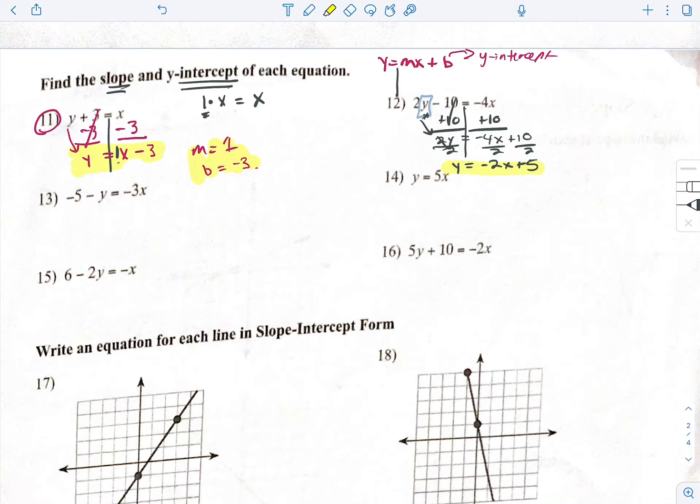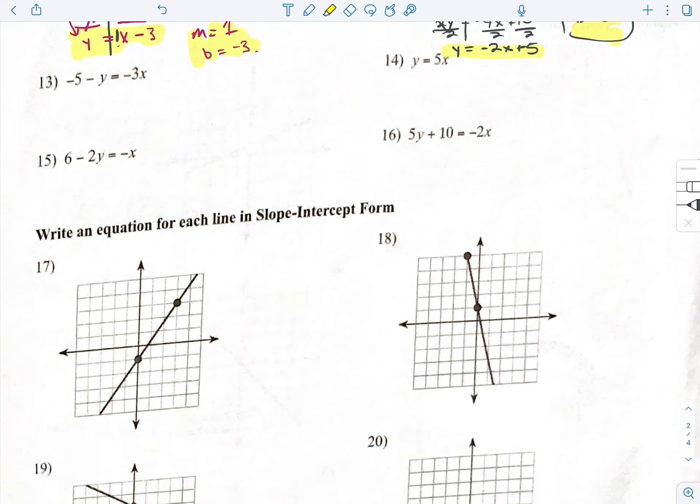Remember, this is in slope-intercept form. Of course, m is the slope, right? B is the y-intercept. So our m is negative 2, and our b, which is the y-intercept, is 5. There we go. So now you try 13 through 16.